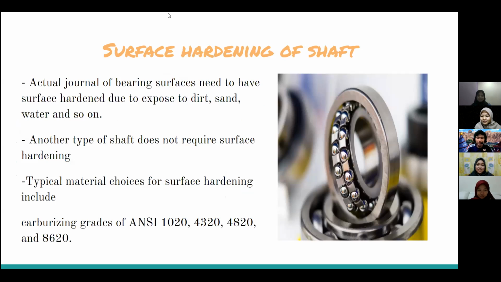So for the surface hardening of shaft, basically shaft doesn't need to have surface hardening, but it is in special case for the bearing surface because bearing surface will have to be exposed to dirt, sand, water, and so on. Typical material choices for surface hardening include carburizing grades of ANSI 1020, 4020, 4820, and 8620.